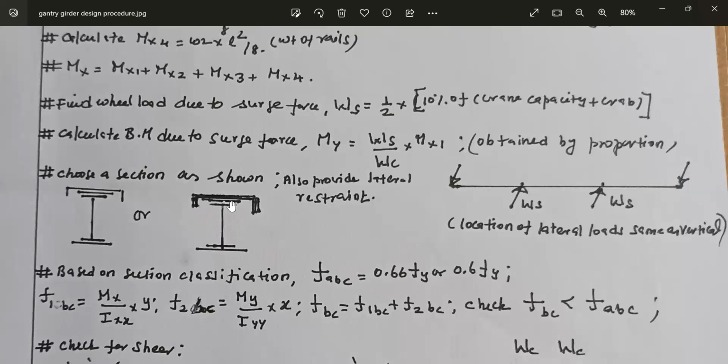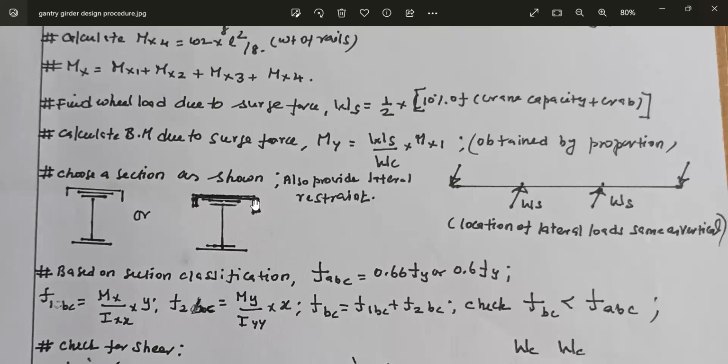The flange overhang will be less than the specified ratio of 10.5 for the compact section. Therefore, 0.66 Fy is taken, as in the case of the working stress method. Calculate the bending stress due to the vertical bending moment, that is Mx by Ixx into Y, the topmost distance. Then calculate the bending stress due to the lateral direction, My by Iyy into X. X is half of this distance.